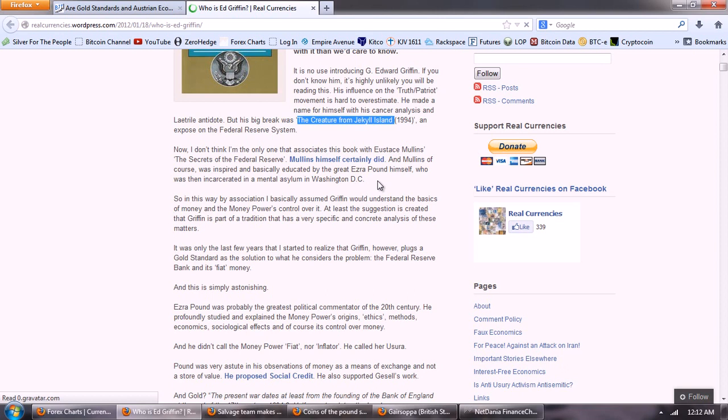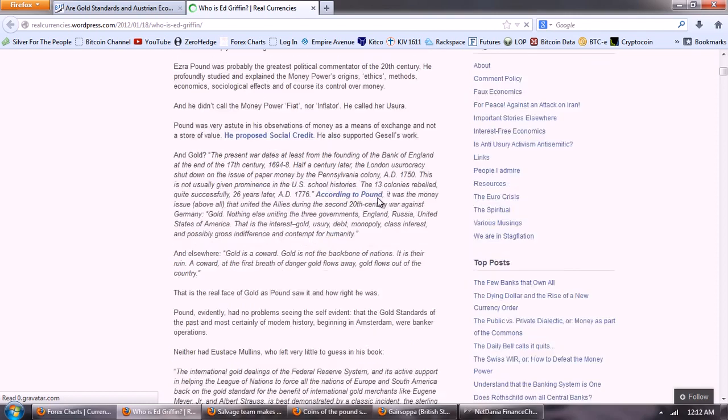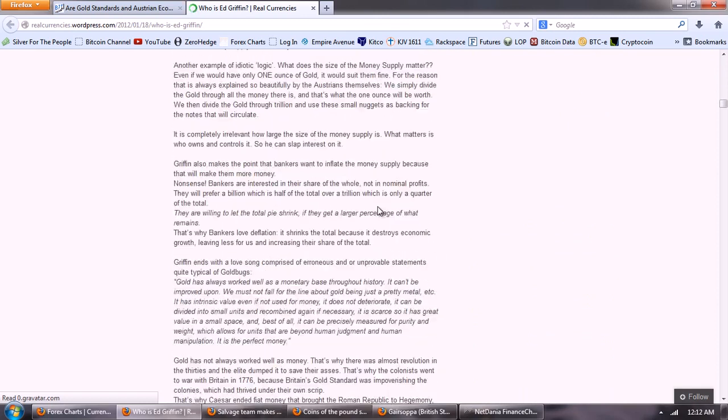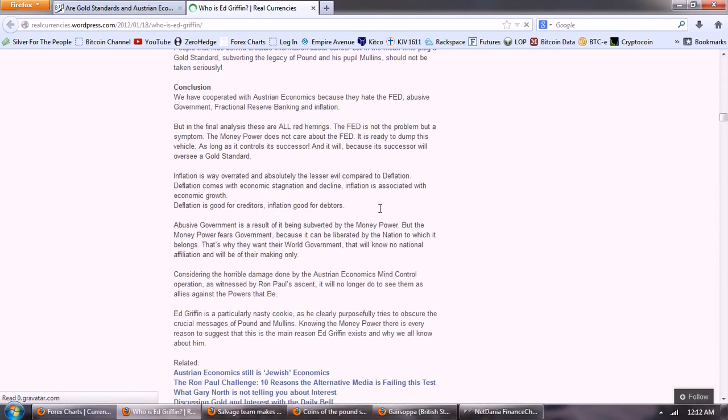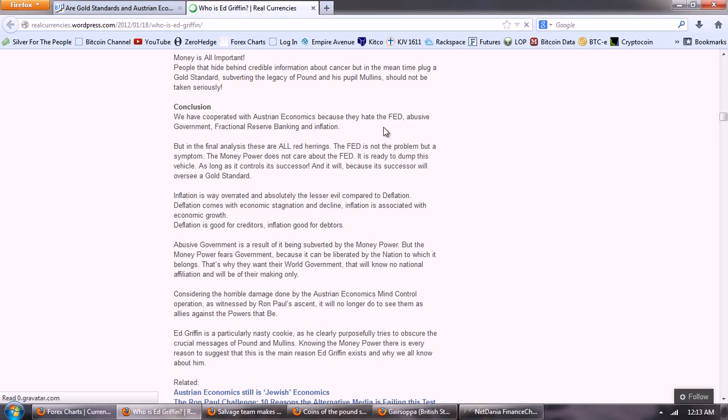That doesn't mean there's anything wrong with the gold standard, except for the fact that it's easy for a certain group to accumulate all the gold. That's why it's very important to also have a silver standard and have it determined by the free market. Now, if you go down to the bottom of this, most of this is just a hit piece on G. Edward Griffin. But you can see when we get down to the conclusion, we've cooperated with Austrian economics because they hate the Fed, abusive government, fractional reserve banking, inflation. But in the final analysis, these are all red herrings.